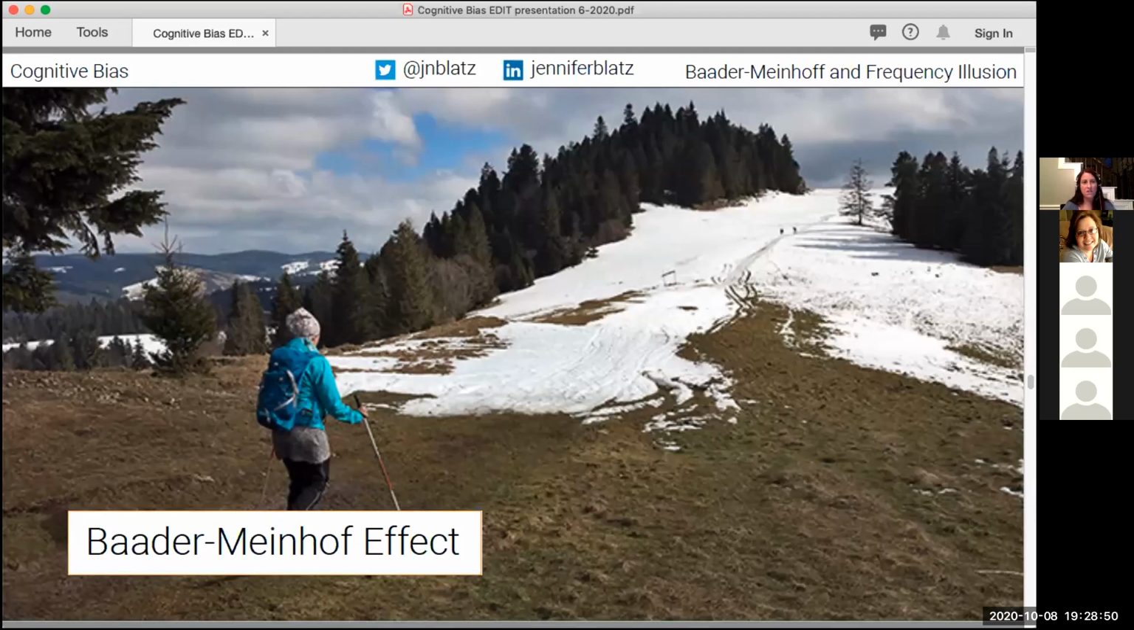And this is a cognitive bias that happens when something that has recently come into our attention suddenly seems like it appears everywhere. So have you ever seen a famous person in the news and then it feels like their name is all over the place? They're on Insta and TikTok and your newsfeed and Facebook, they're everywhere.